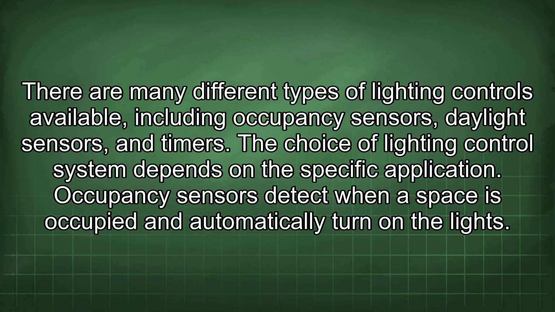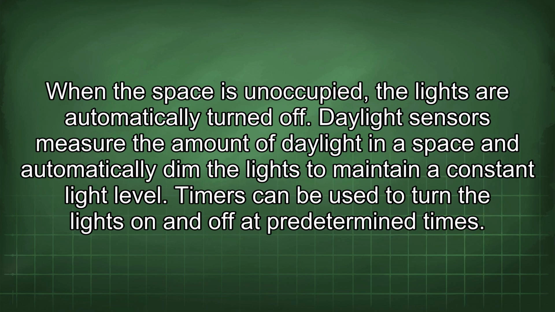Occupancy sensors detect when a space is occupied and automatically turn on the lights. When the space is unoccupied, the lights are automatically turned off. Daylight sensors measure the amount of daylight in a space and automatically dim the lights to maintain a constant light level. Timers can be used to turn the lights on and off at predetermined times.